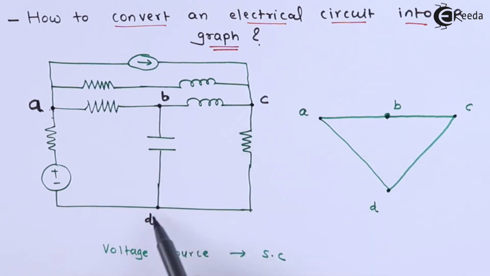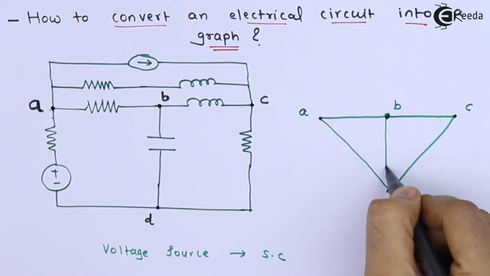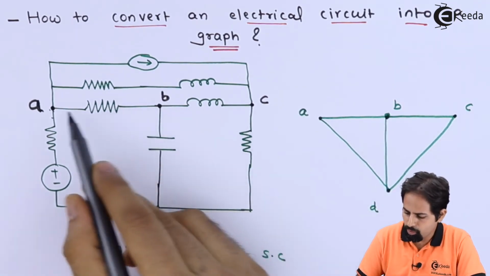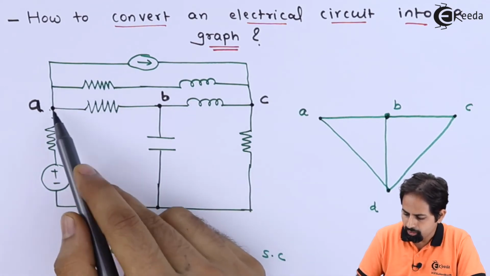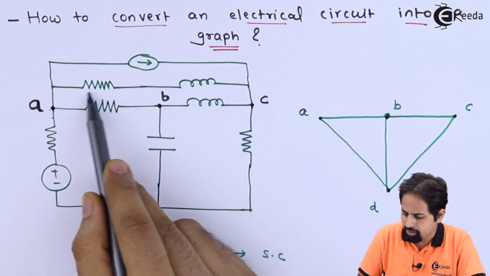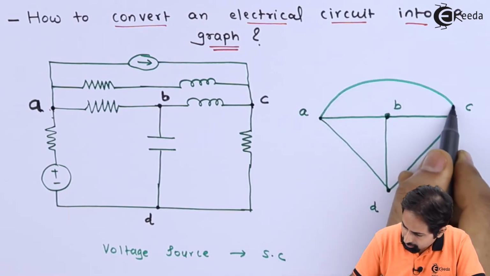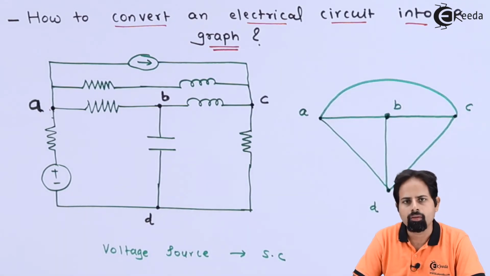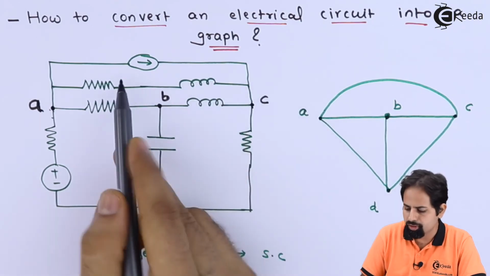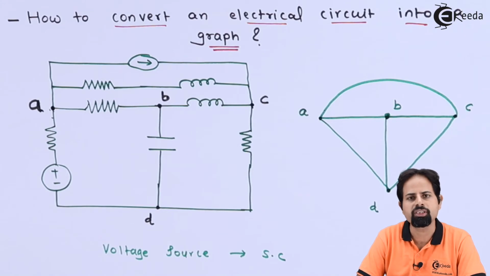Again, from B to D there is one capacitor. Whether it is a resistor, inductor or capacitor, you can represent it by a line segment. So B and D we can directly connect. Now the question is about the remaining elements. You can see this is connected at point A and this is connected at point C. There is a resistance and an inductor, so directly we can connect it like this. Moreover, one branch is remaining, which is a current source. Now the rule is that a current source is open circuited.